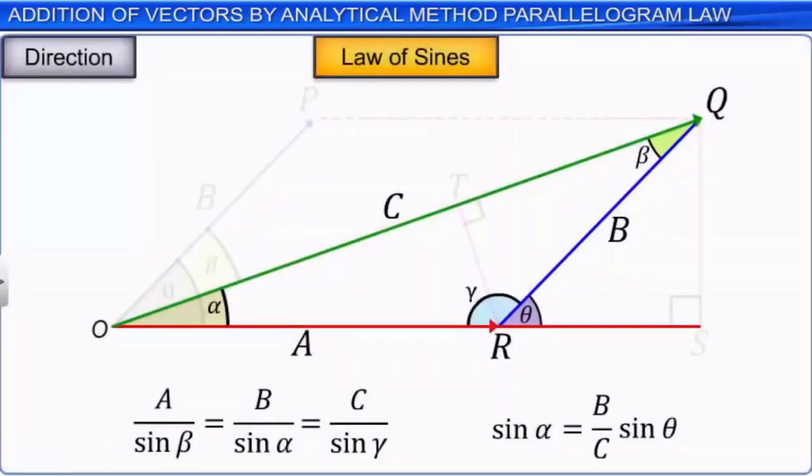Tan alpha is equal to B sin theta by A plus B cos theta. From this equation too, we can find the direction of the resultant vector C.